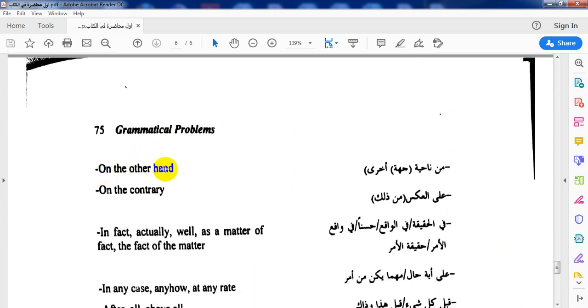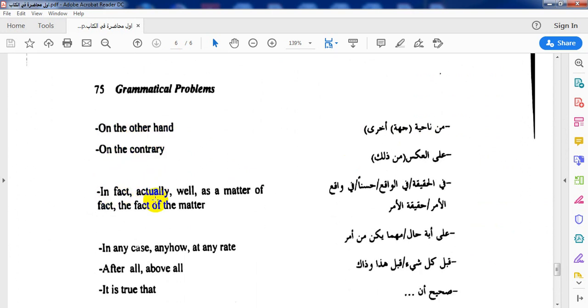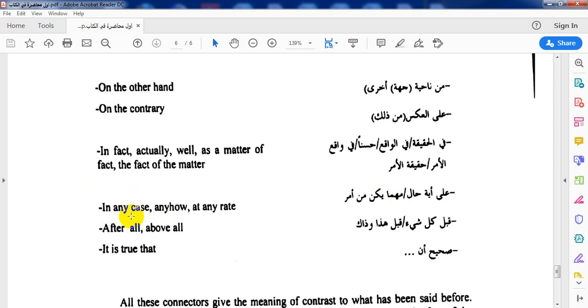On the other hand, on the contrary, in fact, actually, well, as a matter of fact, the fact of the matter, and those are their meanings in Arabic. In any case, anyway, at any rate, after all, above all, it's true that.